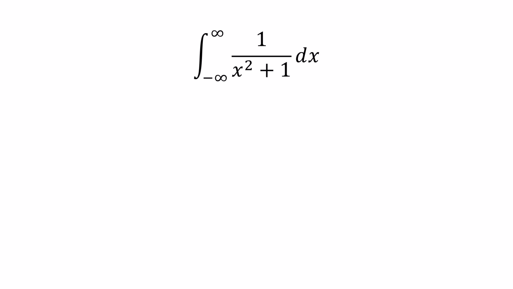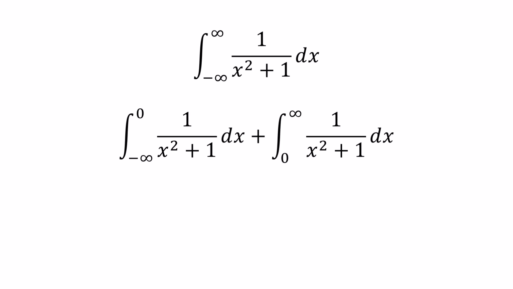Lastly, we evaluate the integral from minus infinity to infinity of 1 over x squared plus 1 dx. This is equivalent to the integral from minus infinity to 0 of 1 over x squared plus 1 dx plus the integral from 0 to infinity of 1 over x squared plus 1 dx.